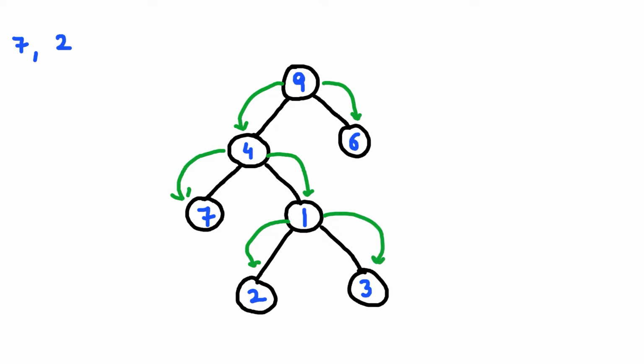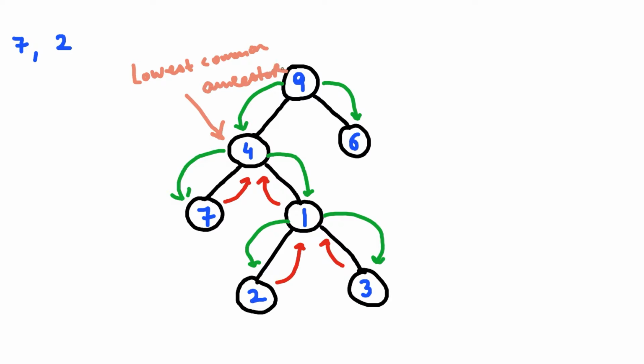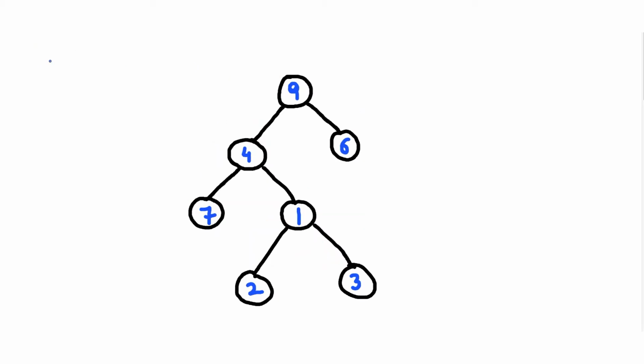So once I'm able to find them, I need to look for their lowest common ancestor by coming back from all those recursive calls. So for this case, the node with value 4 will be my lowest common ancestor for both of these nodes, 7 and 2. Let's take another example. For this case, my lowest common ancestor for nodes 1 and 3 will be node 1, because node 1 is both the immediate and the lowest common ancestor for this case.